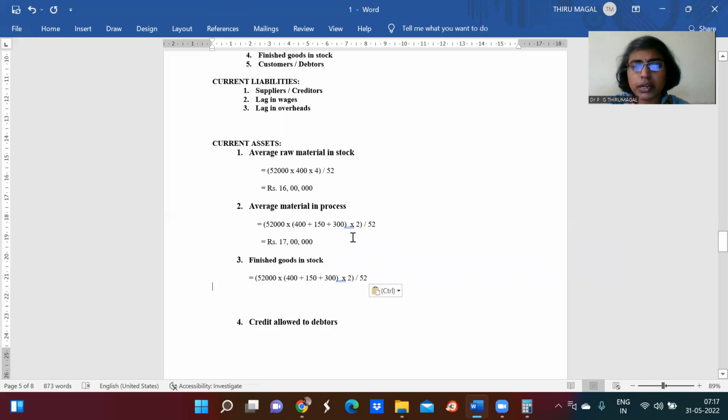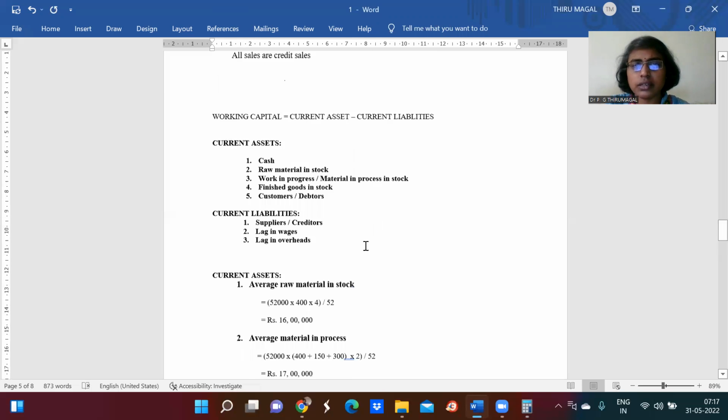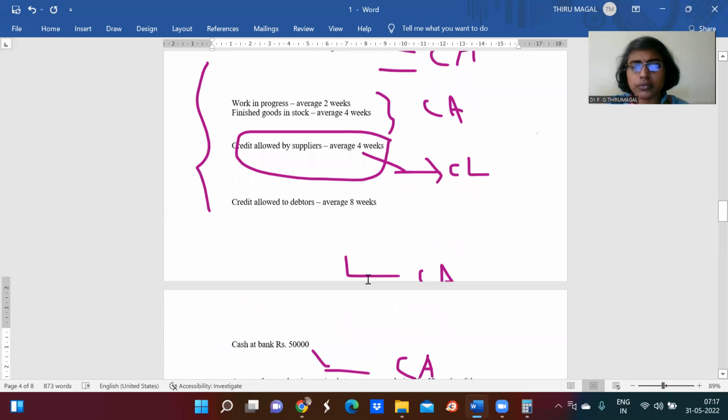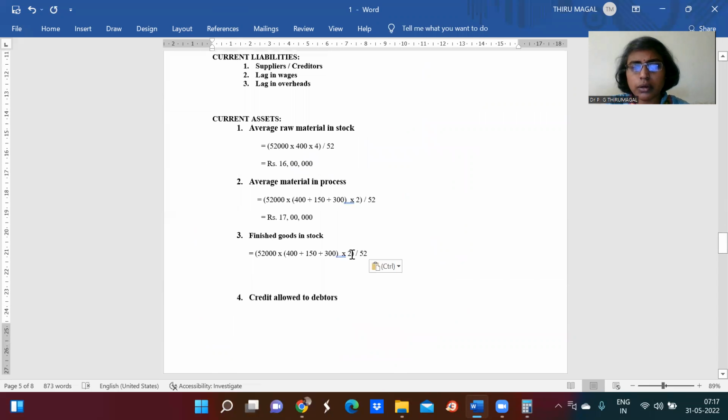And that should be multiplied with finished goods weeks. How many weeks? Just now I have shown you that it's 4 weeks. So instead of 2, I'm just going to multiply this with 4. So definitely it is the same, only thing is it is doubled. Here it is 2, here it is 4. Then you will be getting 34 lakhs.